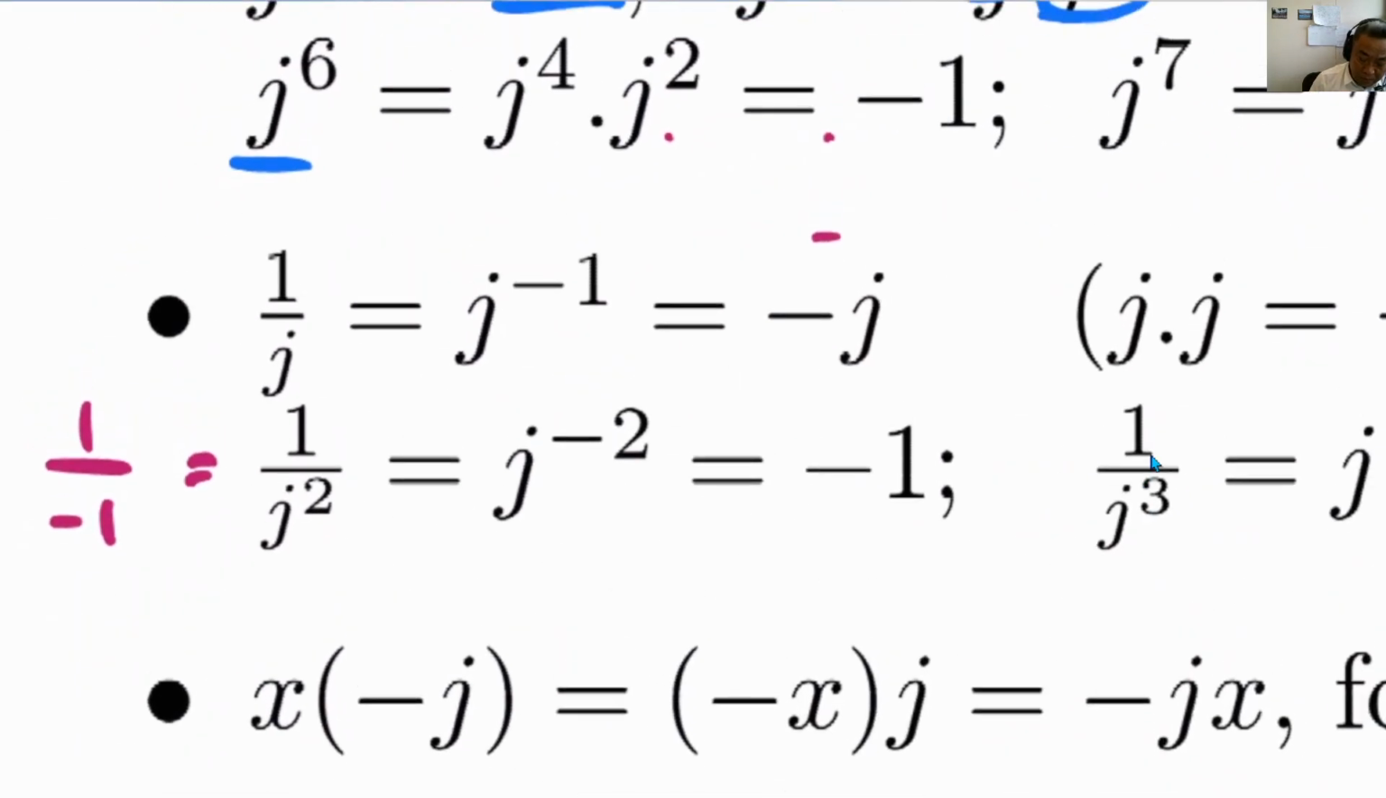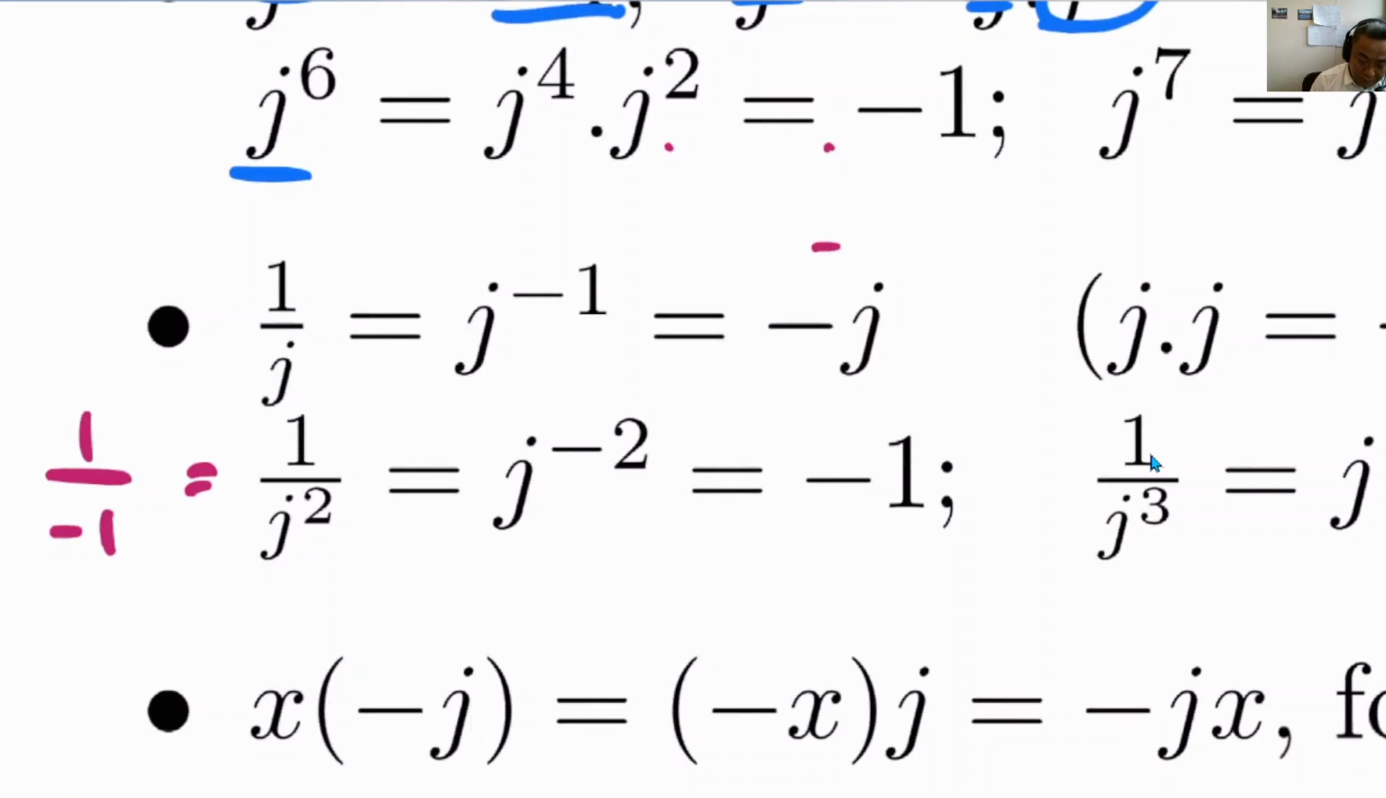What about division? So basically we have 1 over j.